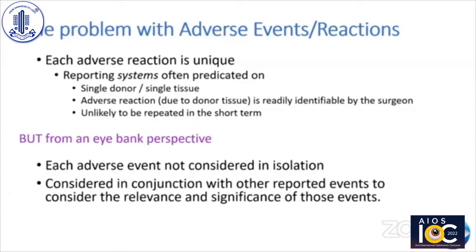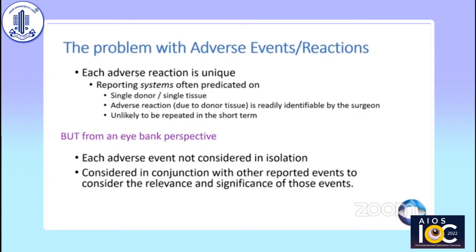But from an eye bank perspective, we should consider that each adverse event is not an isolated event, and that we should consider it in conjunction with other reported events that may come to us and consider the relevance and significance of those events. In that way, we can identify trends that can be acted upon or identify systemic problems that can be corrected in the short term.